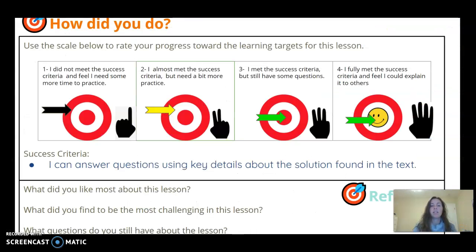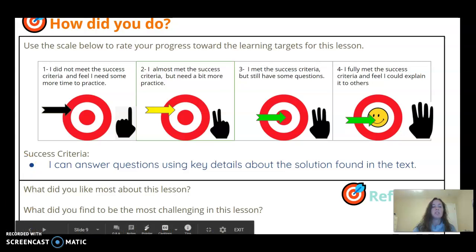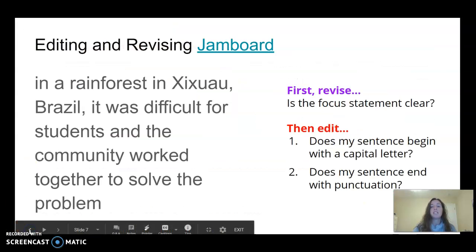After we do that, reflect on our learning target. I can answer questions using key details about the solution found in a text. So if you're able to write about your solution and use key details from the text, you have met our success criteria for today. Go to the next video to watch about revising and editing.